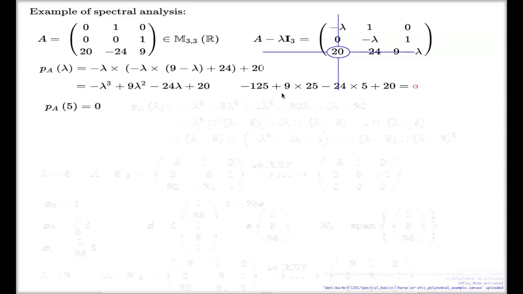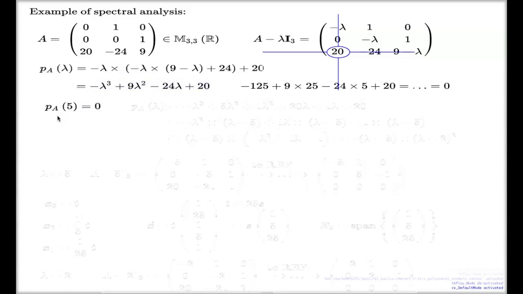It's tough, isn't it? We can argue like this. 125 is 5 times 25, and here's 9 times 25. So this combination will be 4 times 25, which is 100. So this one is simply 100. This one is negative 120, and that's plus 20. It is 0. Confirmed, I'd say. But you can double check with your calculators.